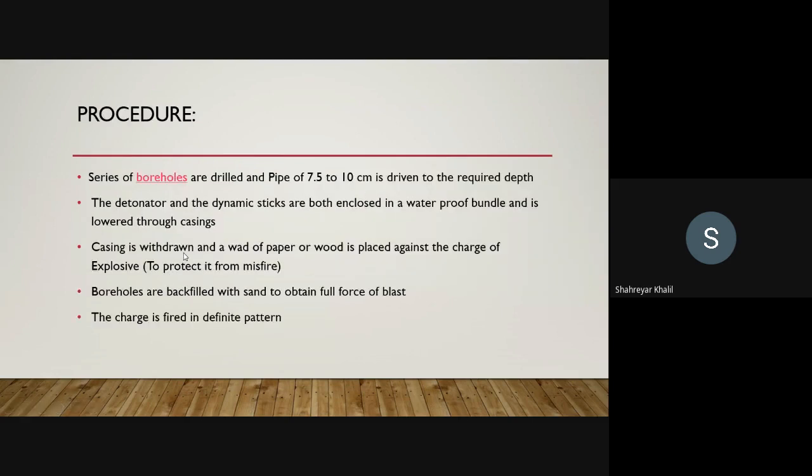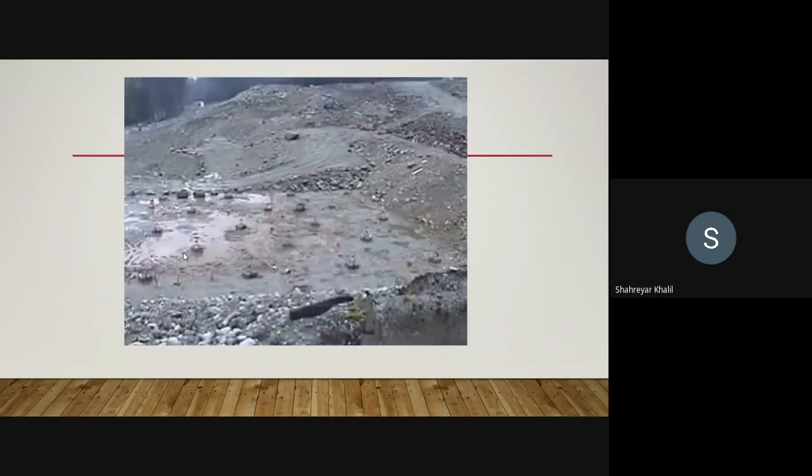This is the procedure. Different boreholes are drilled and the pipe is driven to the required depth. Then the detonator and the dynamite sticks are enclosed in a waterproof bundle and lowered into the casings. Then the casing is withdrawn and a wad of paper or wood is placed against the explosive charge. Boreholes are backfilled with sand to obtain the full force of the blast. The charge is then fired in a definite pattern.